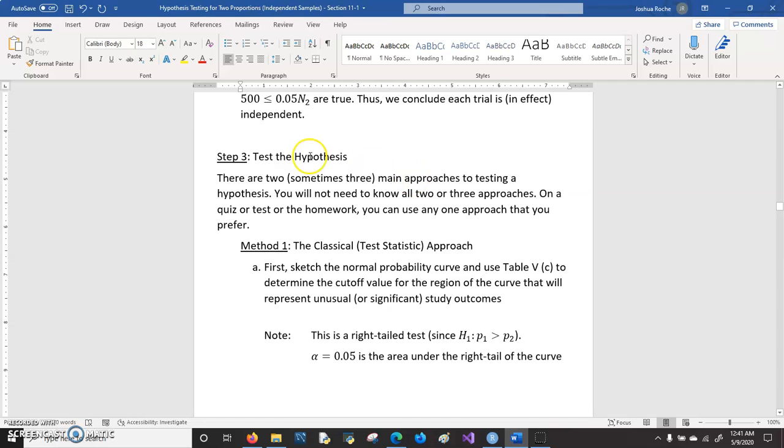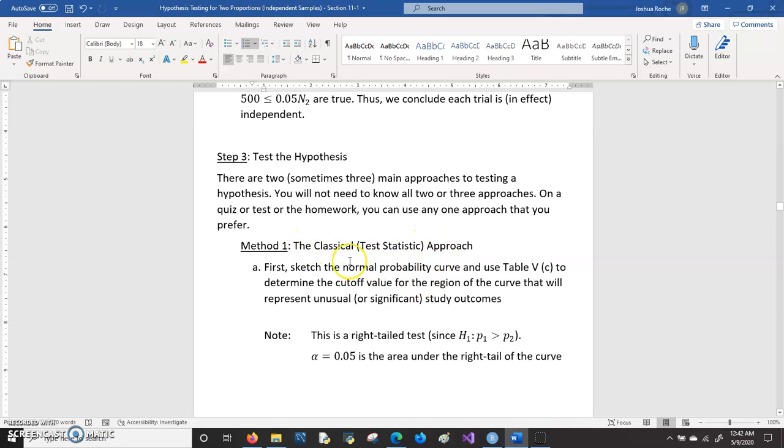Alright, step 3 is to test the hypotheses. And again, there are 2 and sometimes 3 main approaches to testing hypotheses. You don't have to know all 2 or 3 approaches on a quiz or test or homework. You can choose one approach and just do that one approach. But again, I'm going to go over all or at least most of the approaches in this lecture. So method 1 is the classical or the test statistic approach.